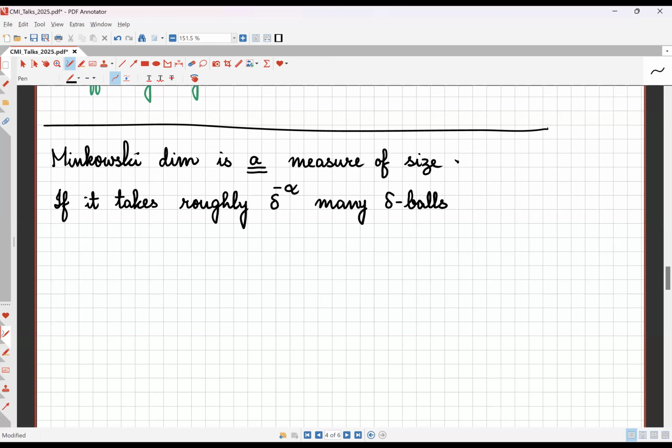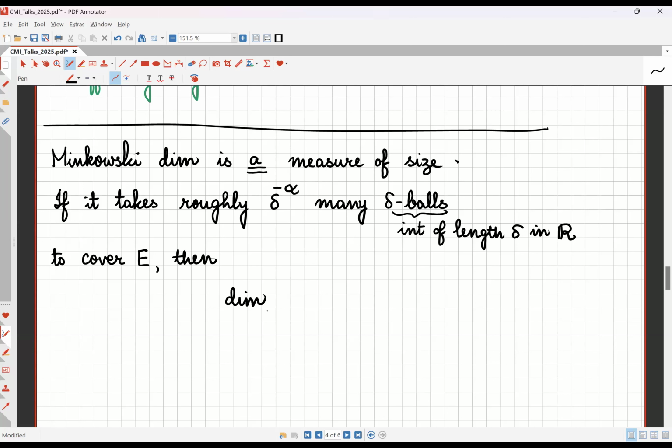and by this I mean in the real line it's intervals of length delta, in R. If it takes that many intervals to cover E, then the Minkowski dimension of E is alpha. That's really what it boils down to. As alpha gets bigger and bigger, you need more and more delta balls to cover it, and alpha has to get larger and larger.